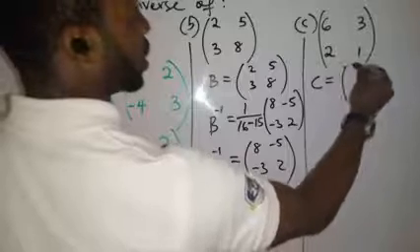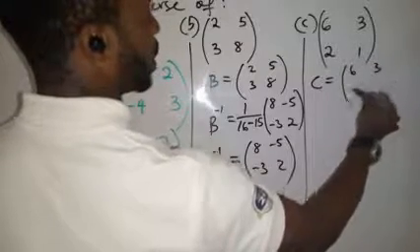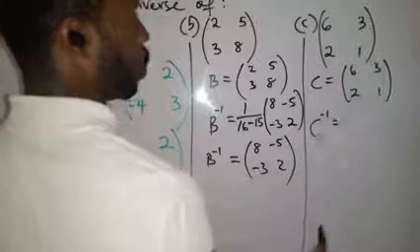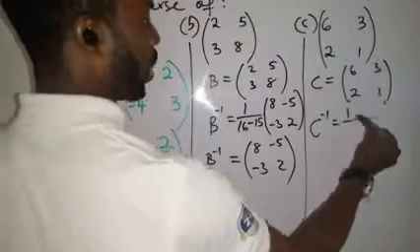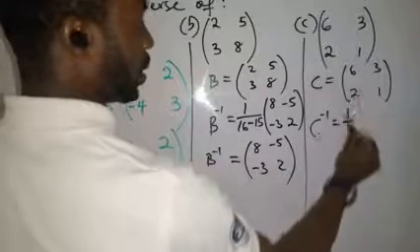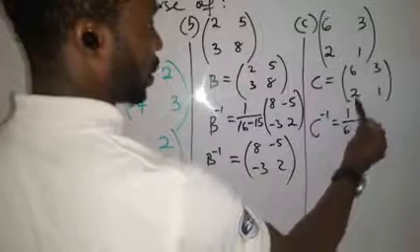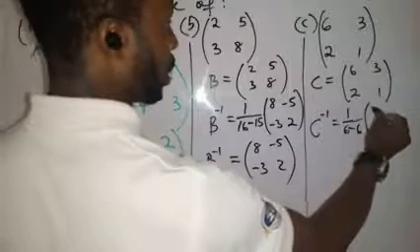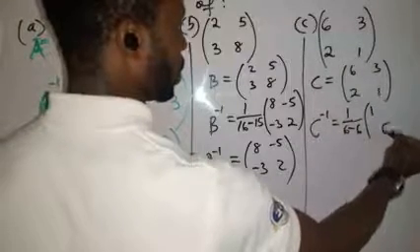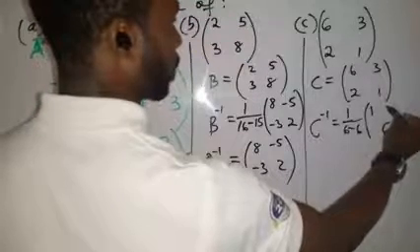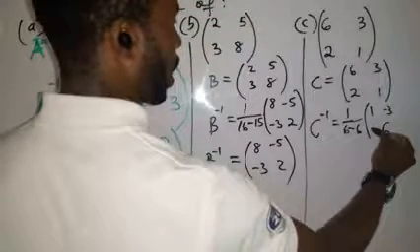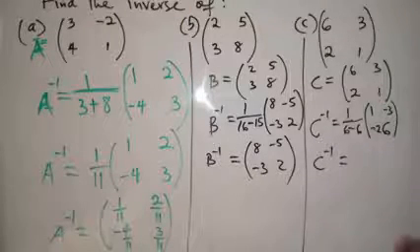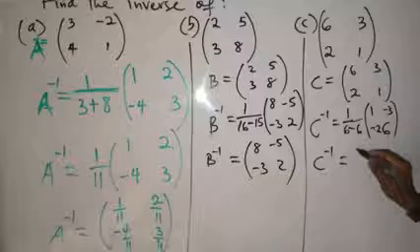C is 6, 3, 2, 1. So that C inverse will be 1 over this times this is 6, minus this times this is 6. Let's change that. We're going to have 1, 6. We're going to have minus 3. I'm going to have minus 2. My answer is going to be undefined because 1 over 0, got it?